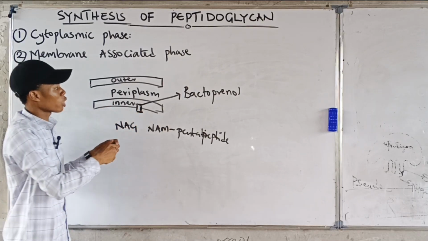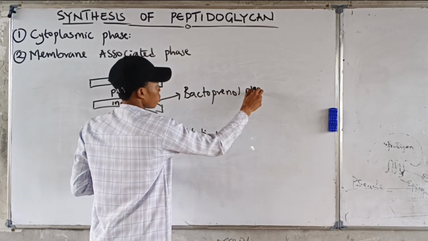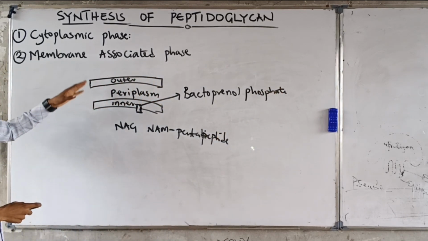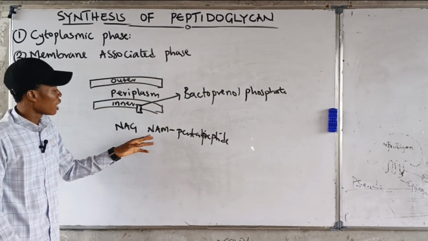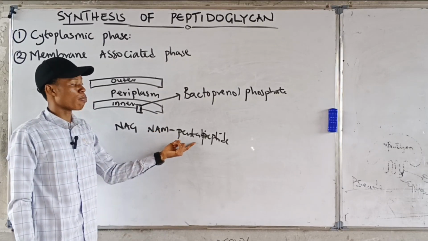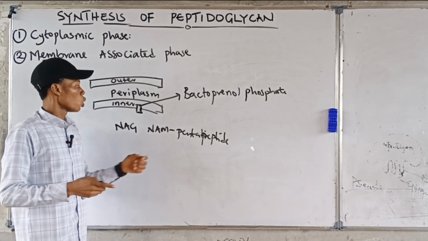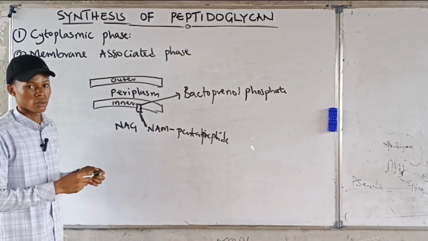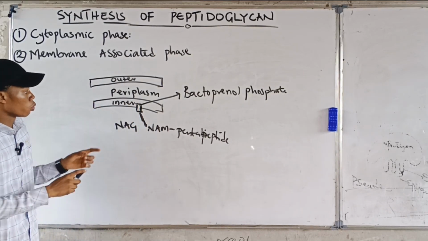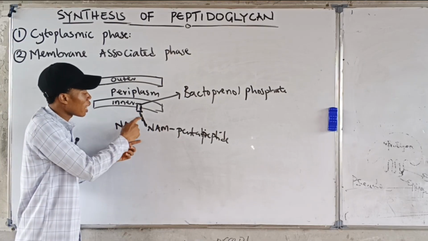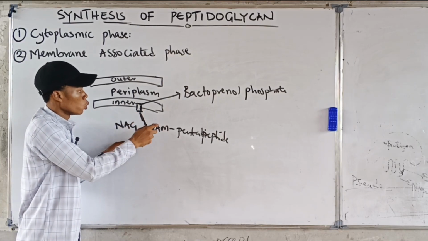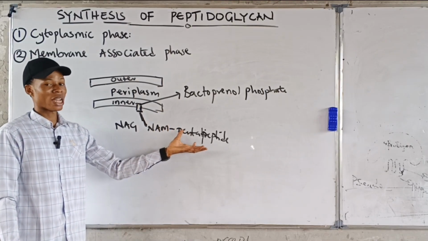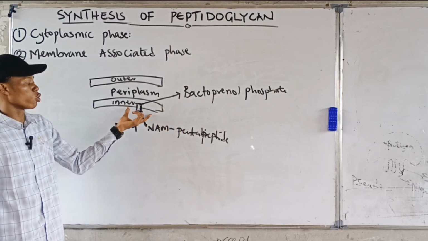So now what will happen? Bactoprenol is actually bactoprenol phosphate. So now this membrane associated phase. First, the N-acetylmuramic acid pentapeptide that we've synthesized in the first phase, we attach to this bactoprenol phosphate. That's the first thing happening. So we're actually linking the N-acetylmuramic acid pentapeptide complex to the bactoprenol phosphate.